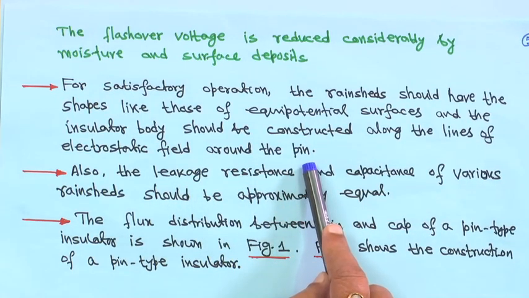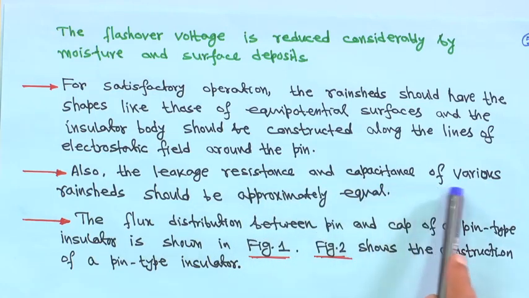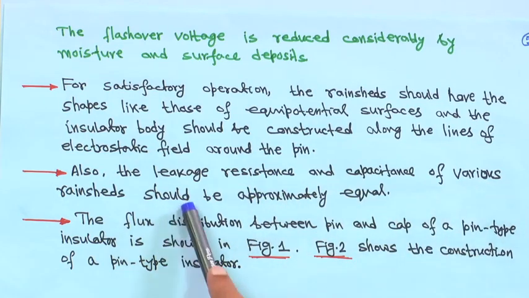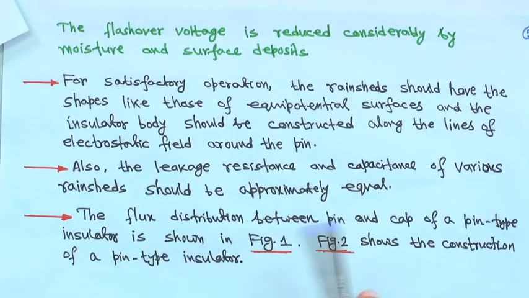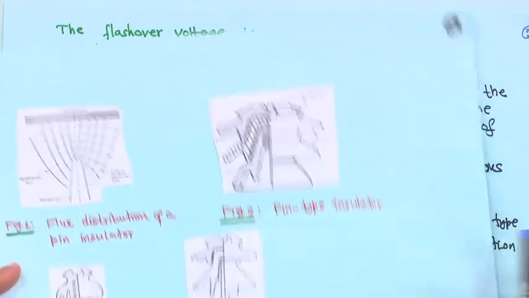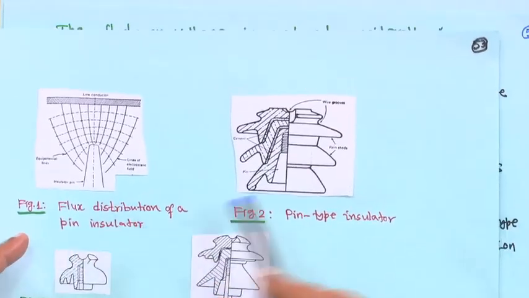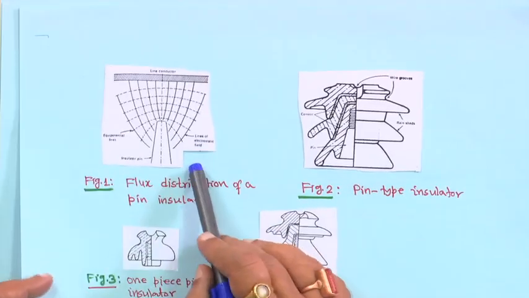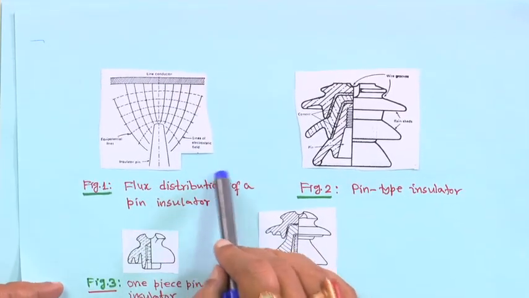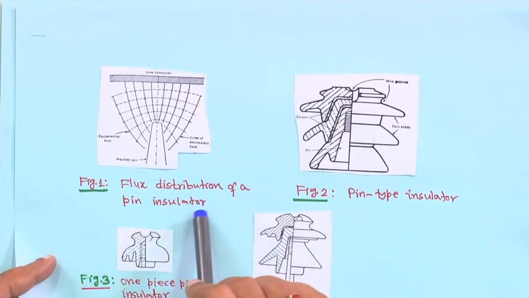I will come to that. Around the pin means pin insulator, right. Also, the leakage resistance and capacitance of various rain sheds should be approximately equal. So, the flux distribution, all these things. Now, actually before coming to figure 1, this is figure 2, I will come to that. I have taken it from a book rather than hand drawing. So, this is actually the flux distribution of a pin insulator.